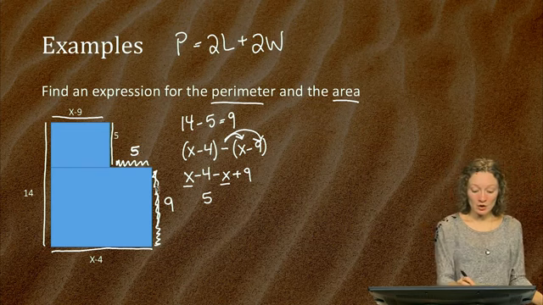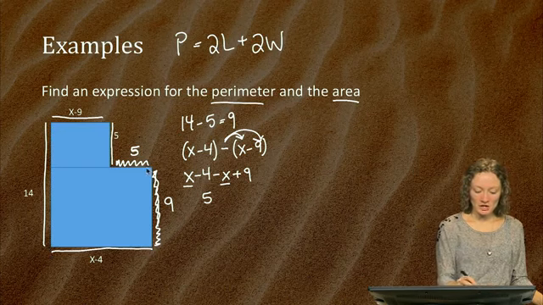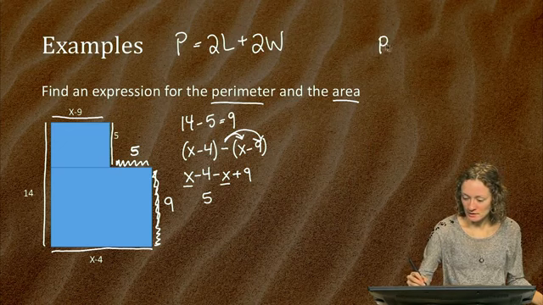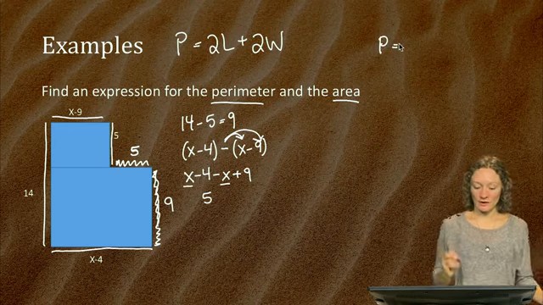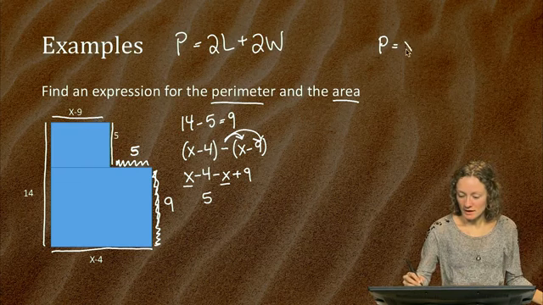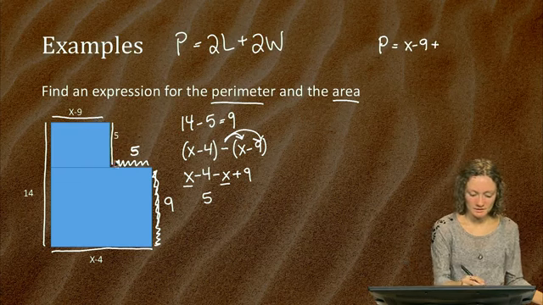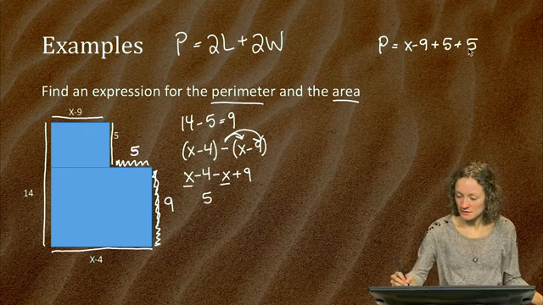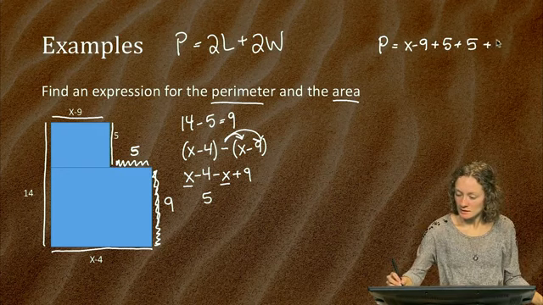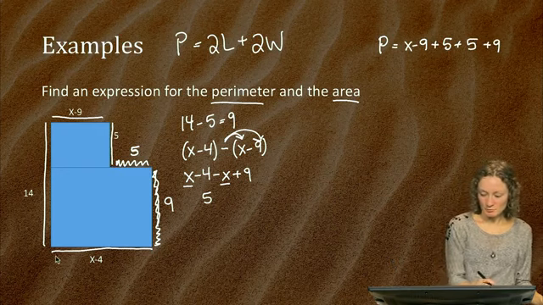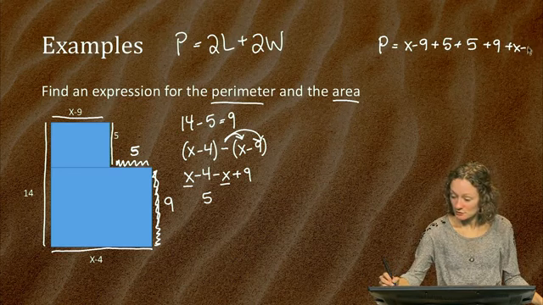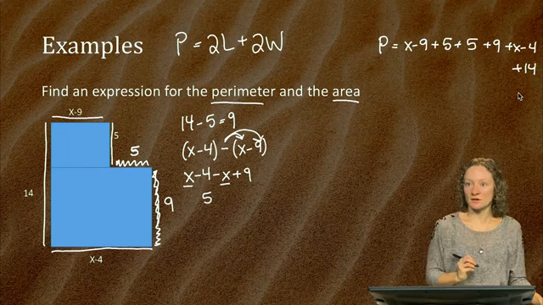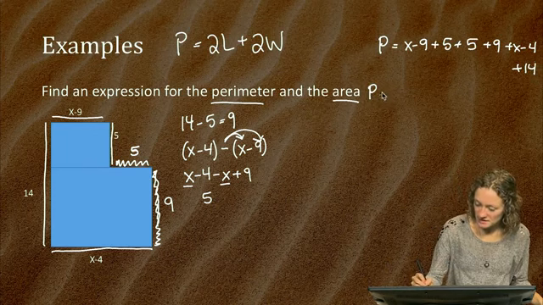Okay, now that we have all pieces, every portion of the outside of the shape, we can come up with the perimeter. So our perimeter is just adding up everything all the way around. So we have x minus 9 plus 5 plus 5 for the shelf piece plus 9 plus x minus 4 and plus 14. Got a little stacked, sorry. Okay, let's add those pieces together.